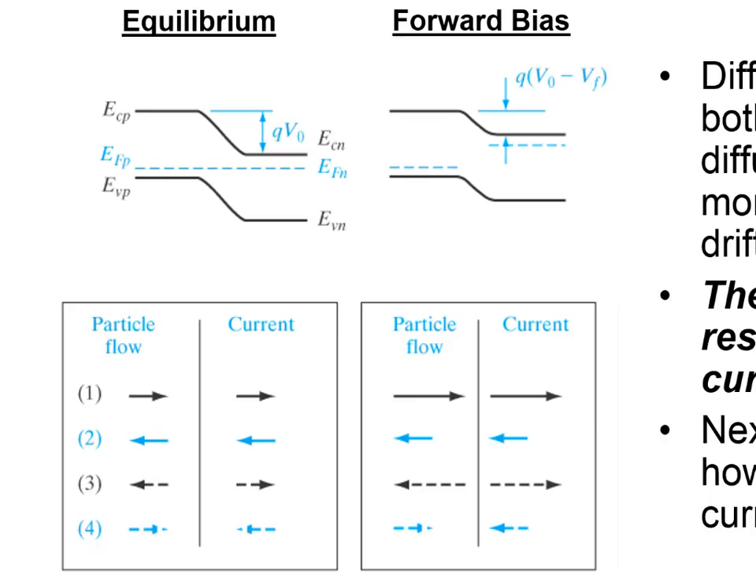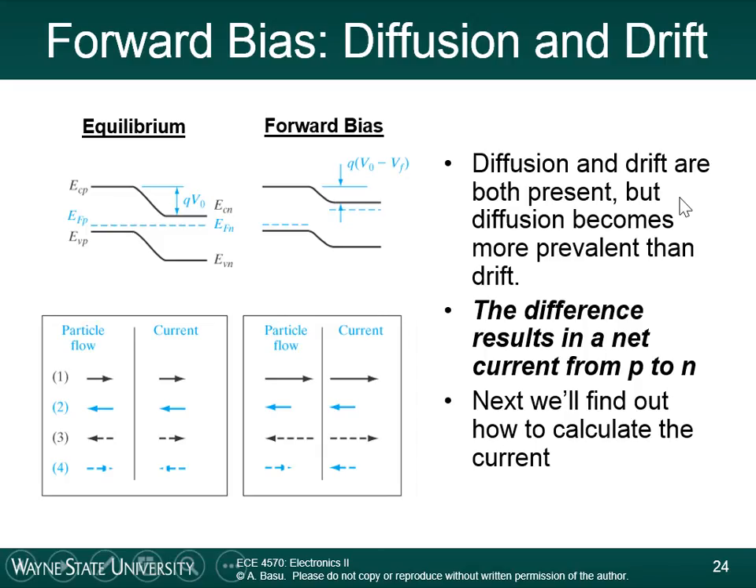So what is number 2? Hole drift. Particle flow and current are in the same direction, and there's no change between equilibrium and forward bias. And the first one, by process of elimination, is hole diffusion. Particle flow and current are in the same direction, so we're talking about holes, and that mechanism of current is enhanced at forward bias. So this would be hole diffusion. All right, good.